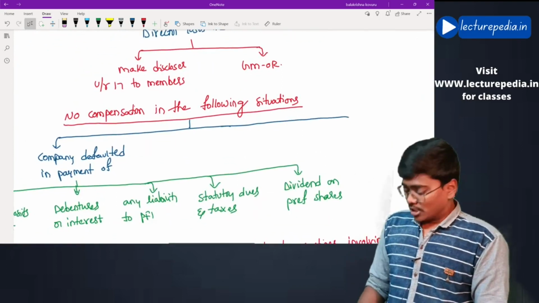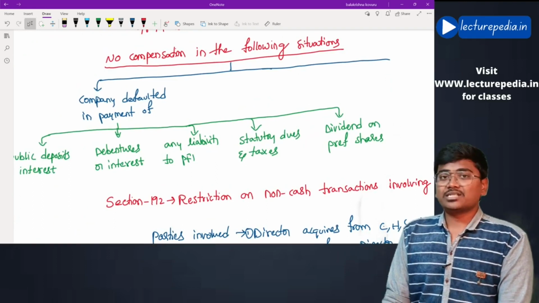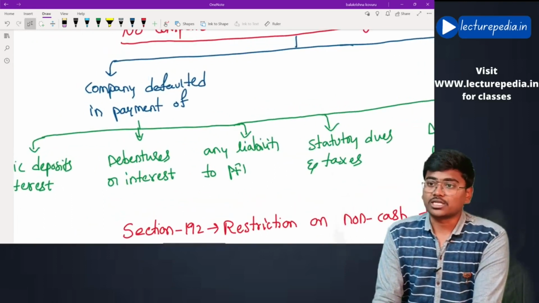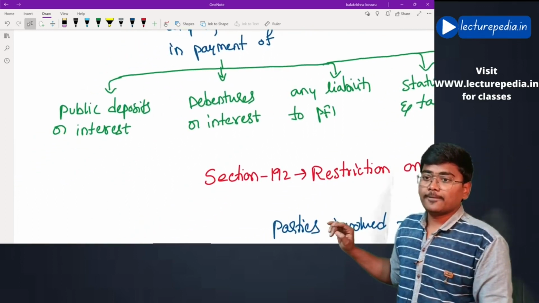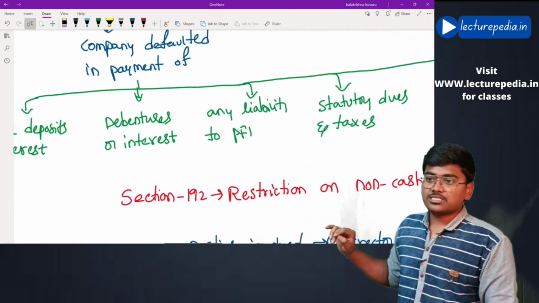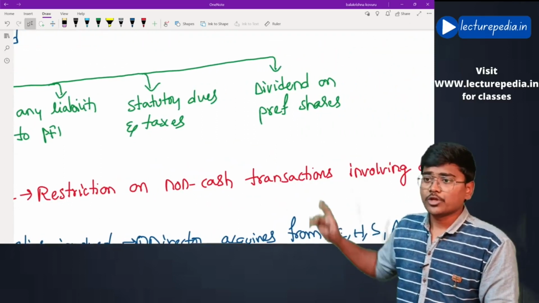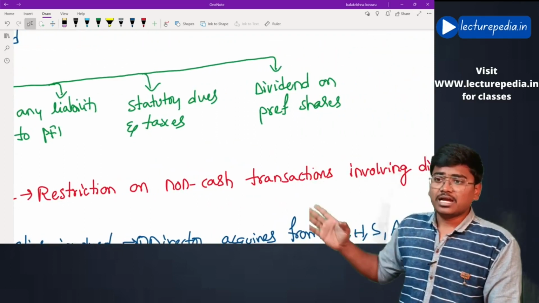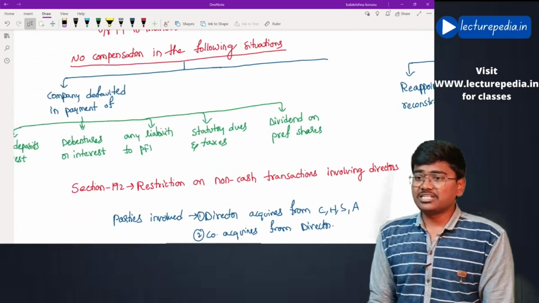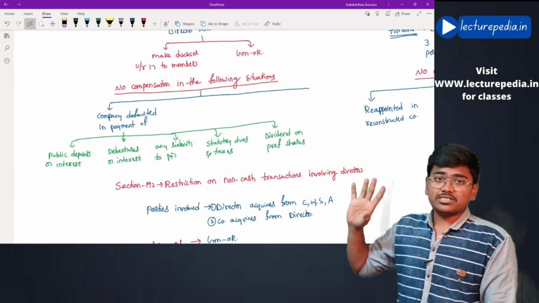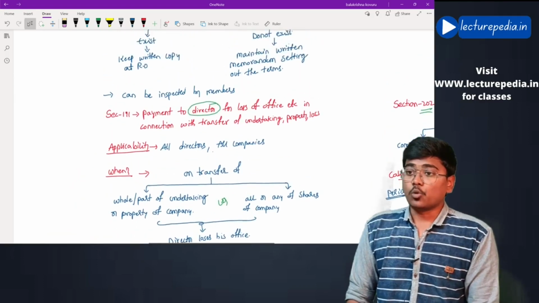Now, no compensation in the following situations. In the following situations, compensation cannot be given to the directors. What are they? The company has defaulted in payment of public deposits or interest, debentures or interest, any liability to a public financial institution or bank, or statutory dues, that is PF, ESI, and taxes due to the government, or dividend on preference shares. If the company has defaulted in payment of these 5 payments, then the company cannot give compensation to the directors. That is section number 191.